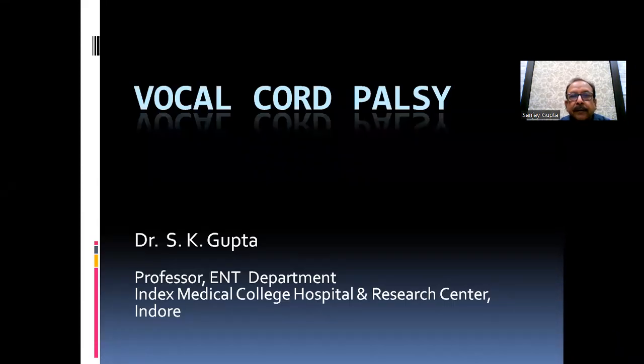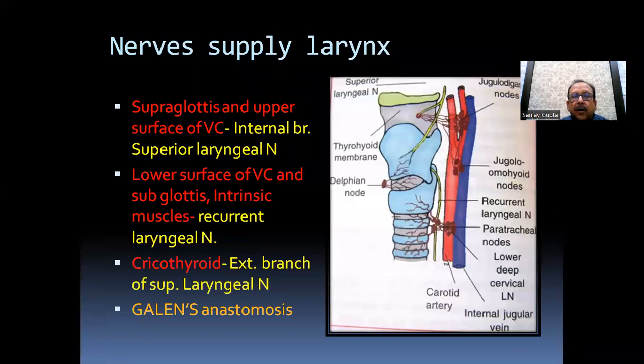Good morning, everybody. Today I will be talking about vocal cord palsy or vocal cord paralysis. Before we take up vocal cord paralysis, let us revise the nerve supply of the larynx.